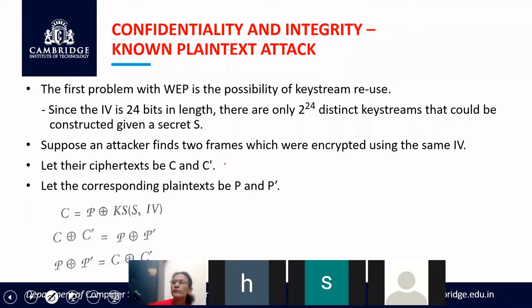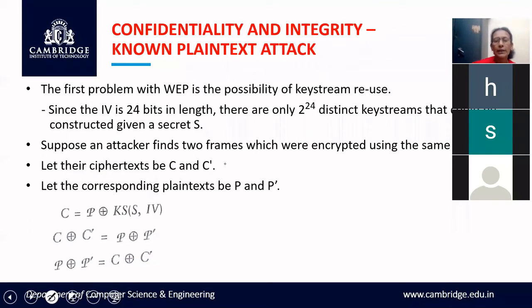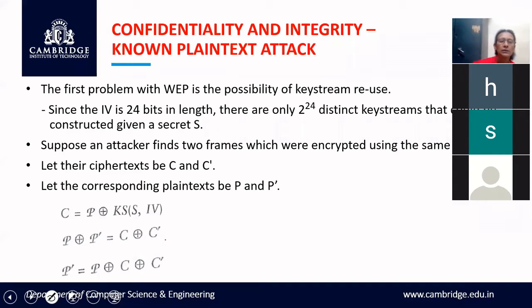Now the attacker has got hold of C and C dash. Suppose he takes the XOR of C and C dash. That means P XORed with key stream, XORed with P dash XORed with key stream. That is nothing but P XORed with P dash. So P XORed with P dash is the same as C XORed with C dash. That is, P dash is nothing but P XORed with C XORed with C dash.